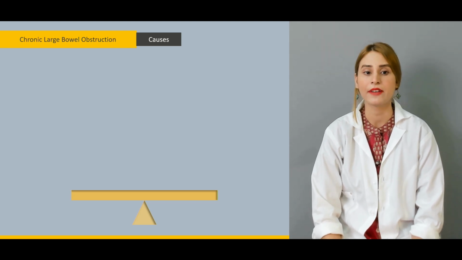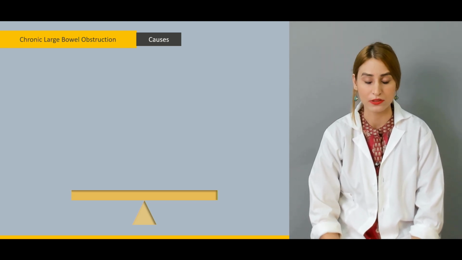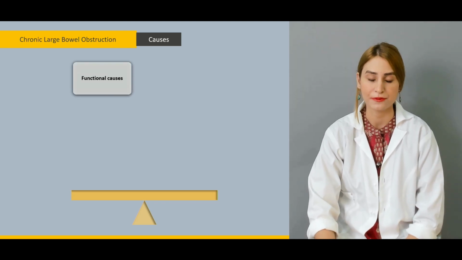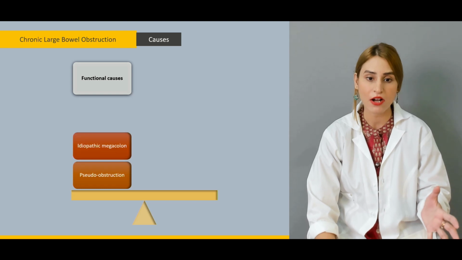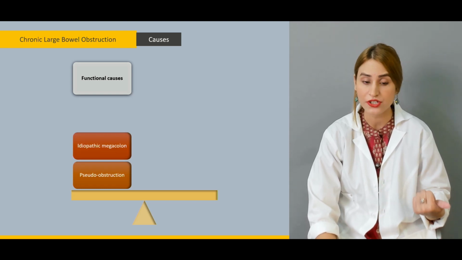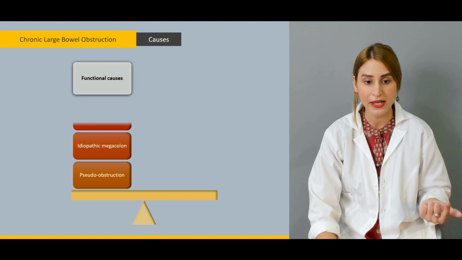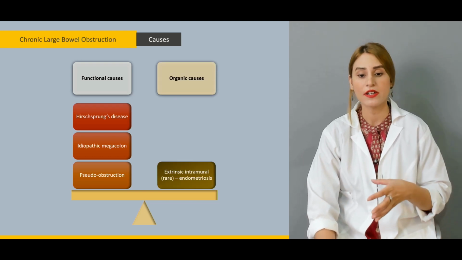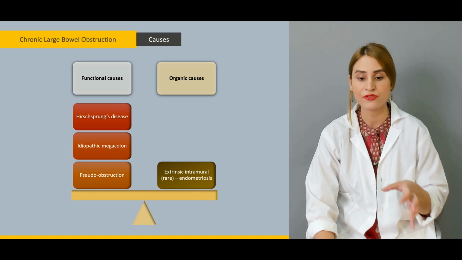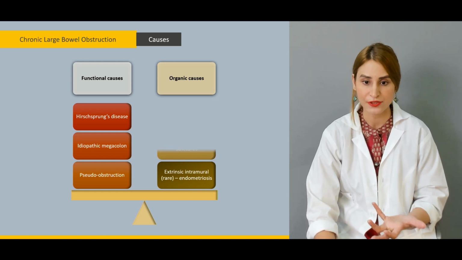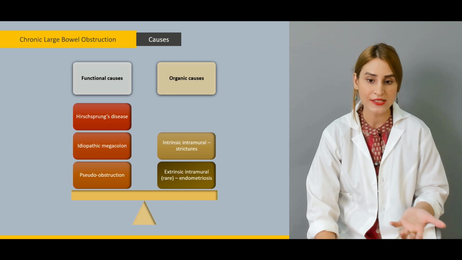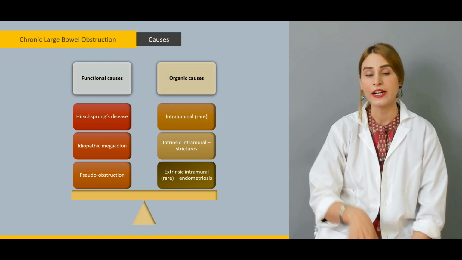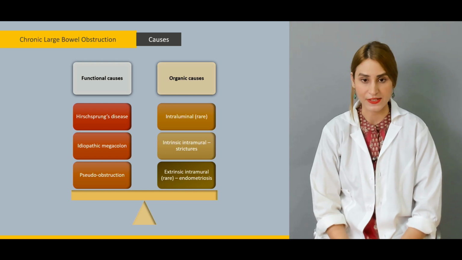Now we're going to talk about the chronic large bowel obstruction, and let's talk about the causes, which include the functional causes like pseudo-obstruction. There can be idiopathic megacolon, or there can be Hirschsprung disease. The other organic causes include extrinsic, intramural, which are endometriosis, intrinsic intramural strictures, or they can be intraluminal. So these are the chronic large bowel obstruction causes.